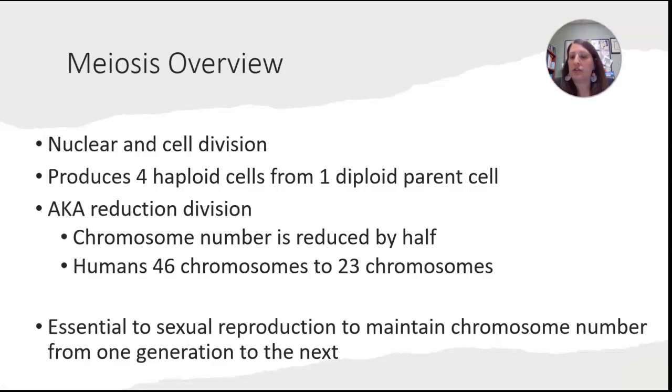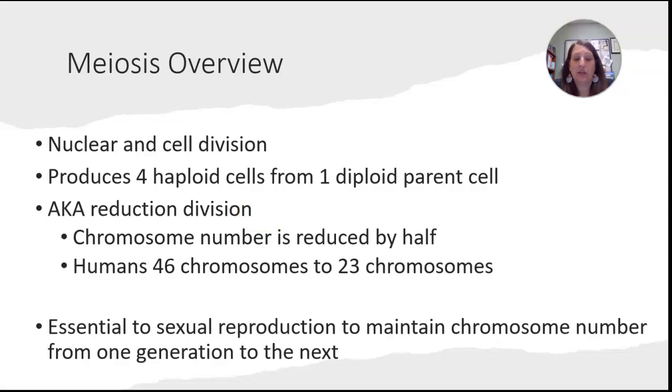So here's just an overview of meiosis. What's going to happen during meiosis is there's going to be a nuclear division followed by a cellular division. And there's actually going to be 2 rounds of that. In the end, we produce 4 haploid cells, which we're going to call gametes, from one diploid parent that we started with.